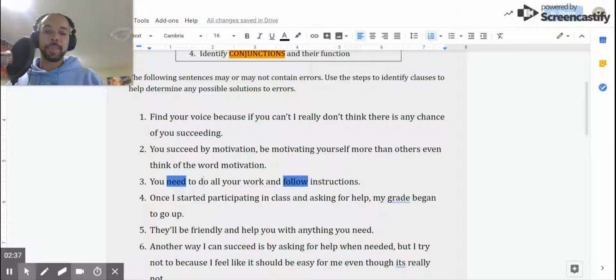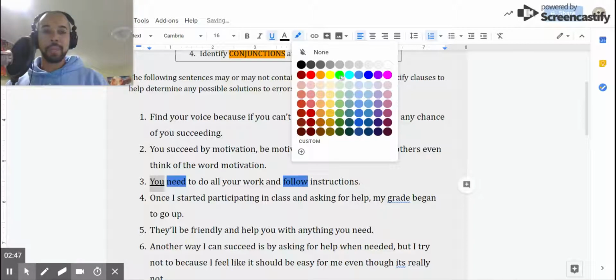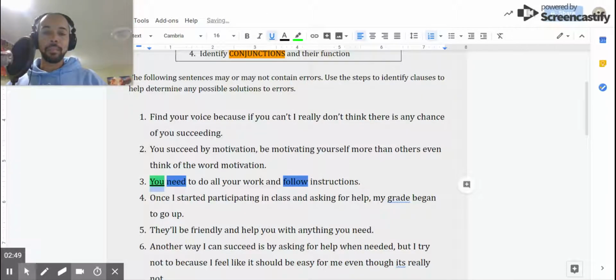So first of all, we found the verbs. Next step is find the subjects. Who or what need? You. You need. Okay. I will underline that, and I will also put that in green. Our next verb is follow. Who or what follow? Well, it's not going to be "and follow." That doesn't make sense for a subject. Who or what is actually follow? The word is you. You follow.